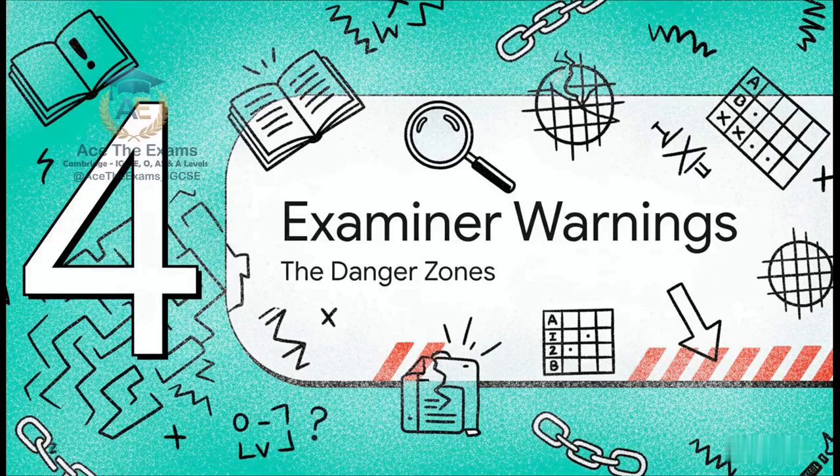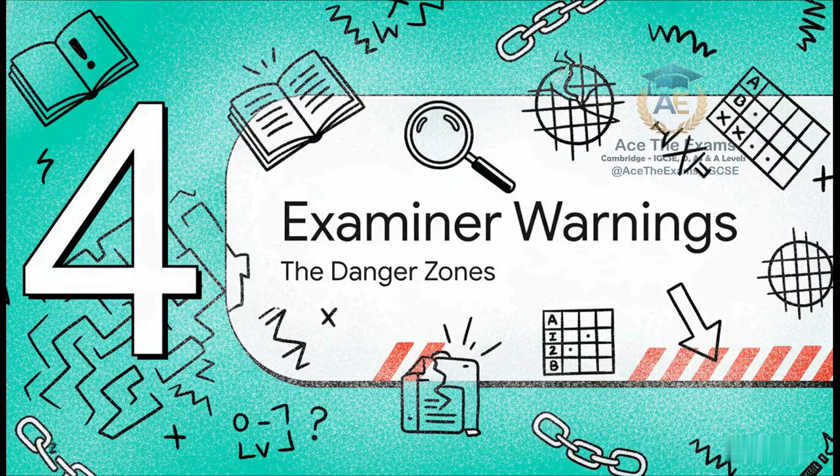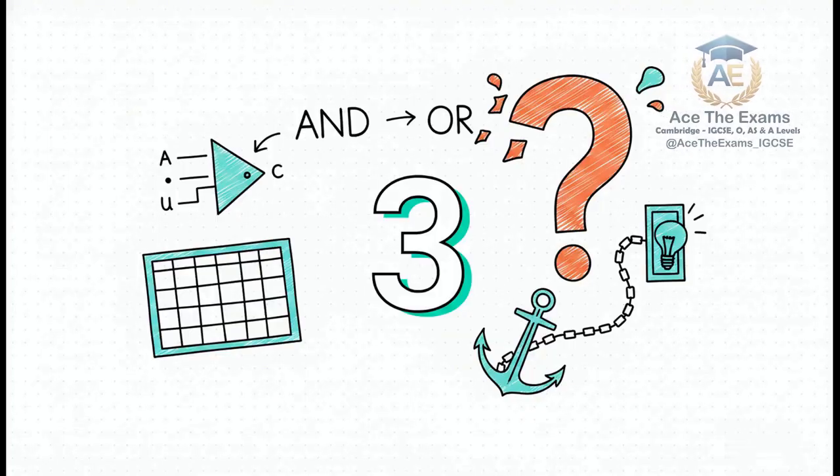Now we hit Section 4, Top Examiner Warnings, the Danger Zones. This is where the red pen marks transform into green check marks. Let's look at the insider secrets directly from the principal examiner reports on why students lose marks. We're counting down the top 3 mistakes.